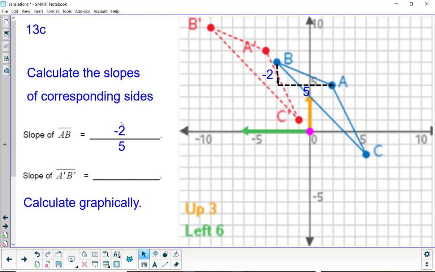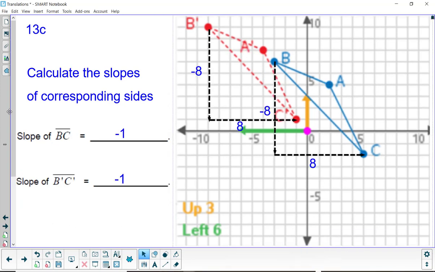Similarly, we're going to calculate the slope of A prime B prime. So we will start at point B prime. It looks like we go down 2 units, and again, right 5 units. So the slope is -2 over 5. So it is the same value. It turns out the slopes of these 2 corresponding sides are both -2/5. So please go ahead and finish 13C and find the slopes of segments BC and its corresponding side, and CA and its corresponding side. Pause and resume when ready.